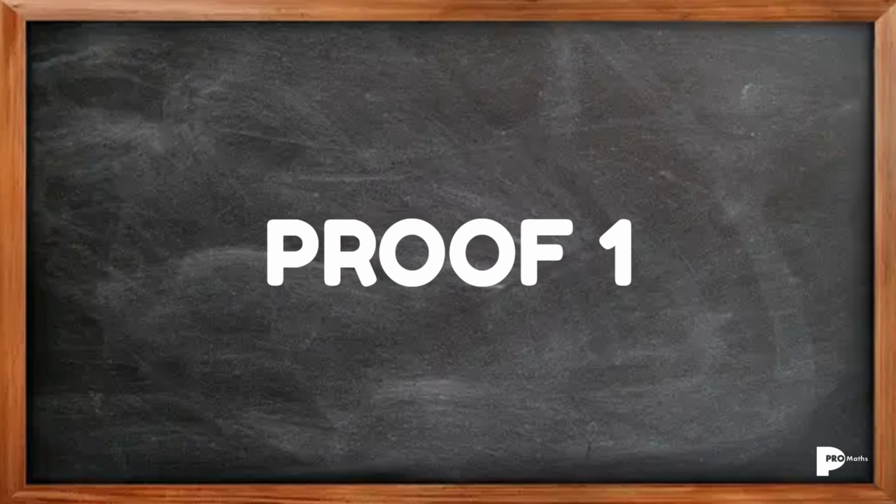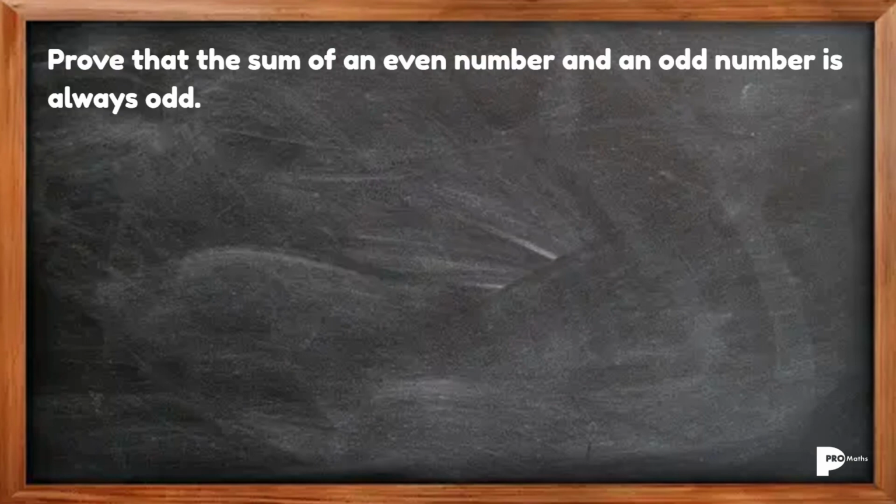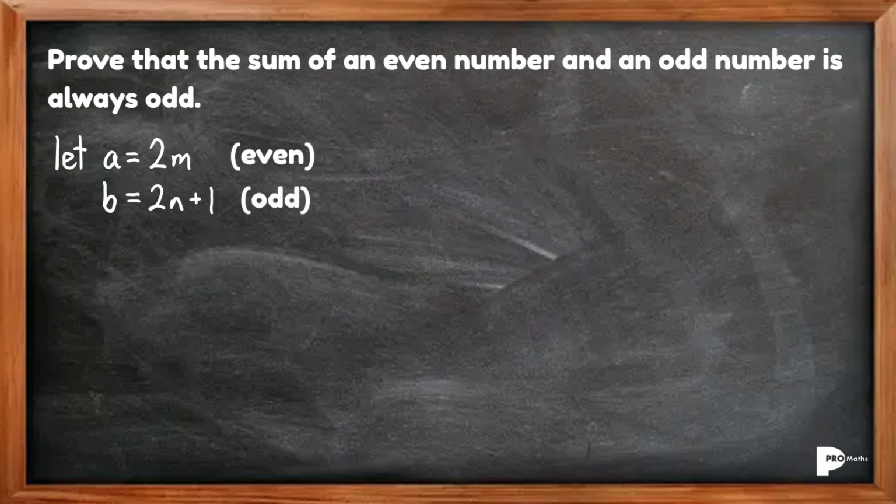Statement 1. Let's prove that the sum of an even number and an odd number is always odd. Let's start by defining our odd and even numbers algebraically. So an even number can be written as 2 multiplied by any integer. We'll use m, but you can use any variable you want. An odd number can be written as 2 multiplied by any integer plus 1 or minus 1. We'll use plus here. We'll also use n for our odd number.